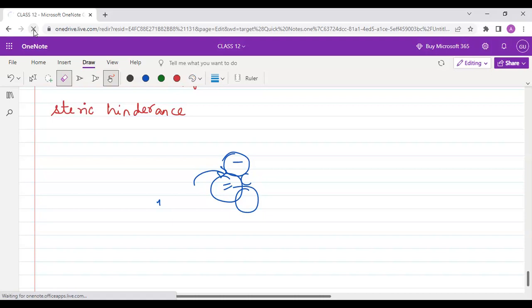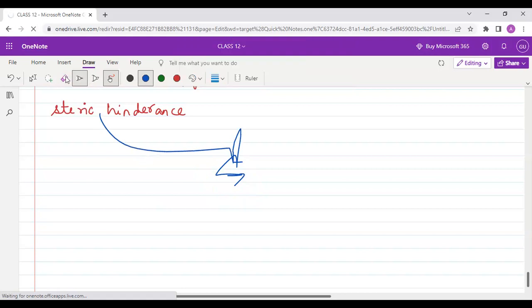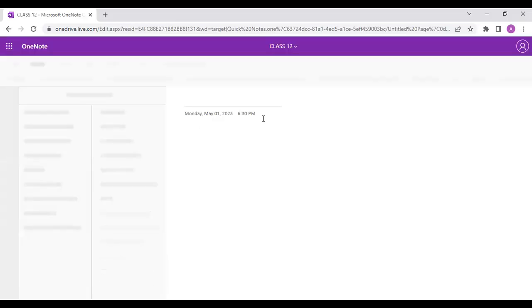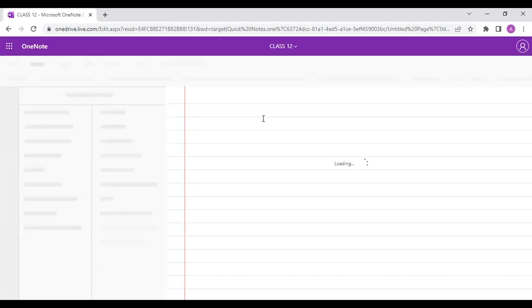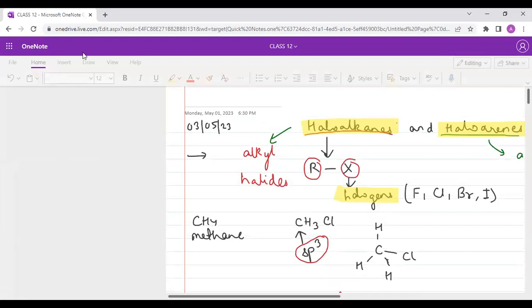Just draw the structure of tertiary chloride. I wrote it, ma'am. Carbon in the middle, then three CH3 bonds, and then one Cl bond. Okay, correct. Now you can see that 3 CH3 groups are present, right? Now draw the structure of isopropyl chloride.